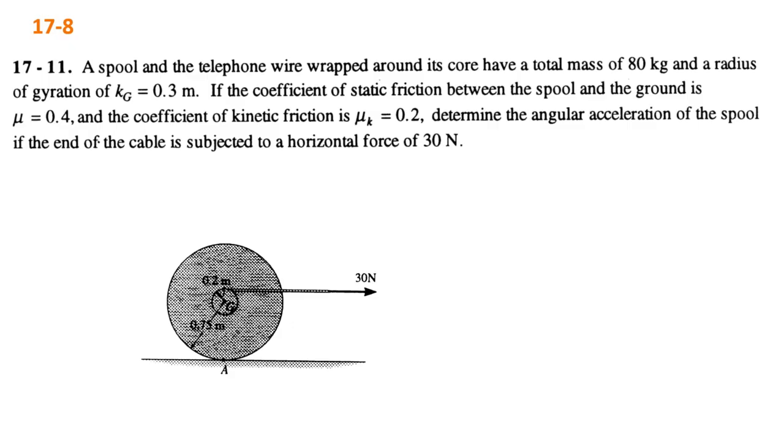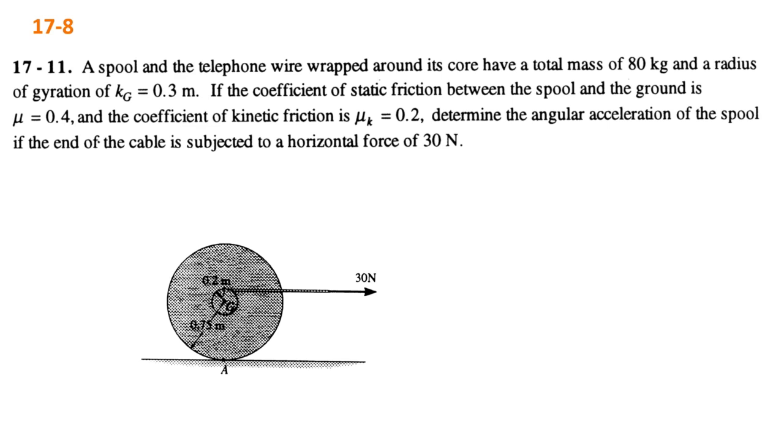Okay, so here's the third question we have today, which is going to be about the spool. Actually, a spool is not like a roller that's going to have the wire wound around. So we have a spool and telephone wire wrapped around this core, with a total mass of 80 kilograms, and the radius of gyration is 0.3 meters. So I can find now the IG, of course.